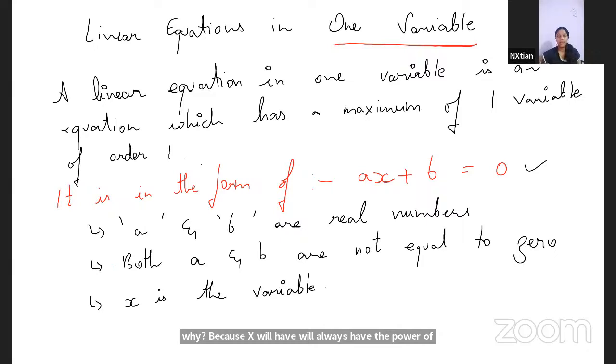Yes, Andrew. So if the highest power is 1, it is called a linear equation. If the highest power is 2, that is called... sorry, no. Equations in two variables, no. The highest power is 2. One variable only. The variable will be 1.